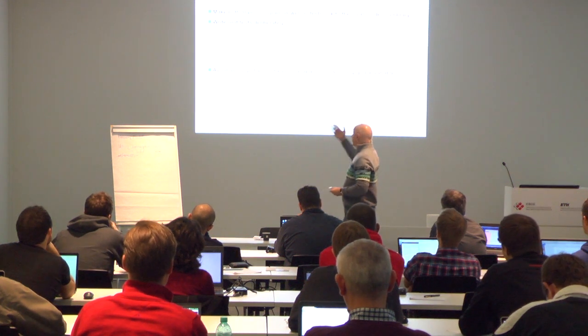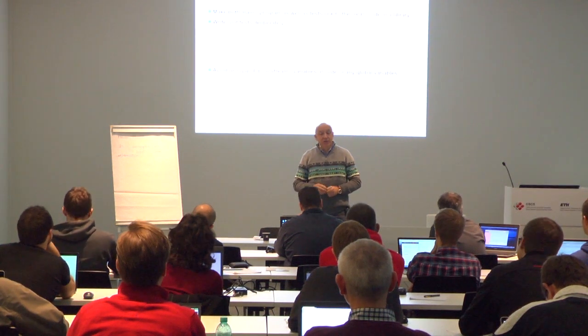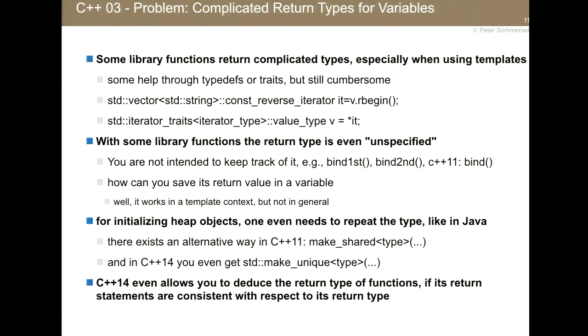What we do in the unit tests is use a pattern called parameterize from above. Instead of relying on global variables, we pass in all dependencies as parameters, and that's important to actually make testable code. And don't use global variables. I said that already.